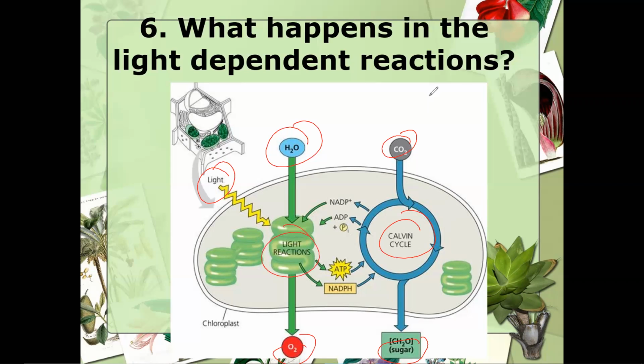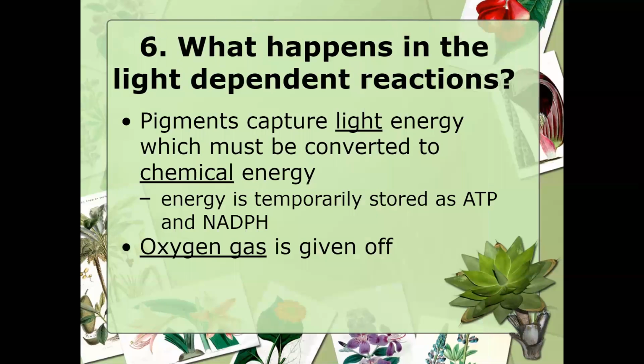So again, I need for you to pause the video right now and sketch this, or take a picture of it or something, because you are going to need to be able to recognize these things on an exam. But moving on, what happens in the light-dependent reaction? So pigments are going to capture light energy, which must be converted to chemical energy, which is temporarily stored as that ATP, NADPH, and oxygen gas is given off as a result of that.